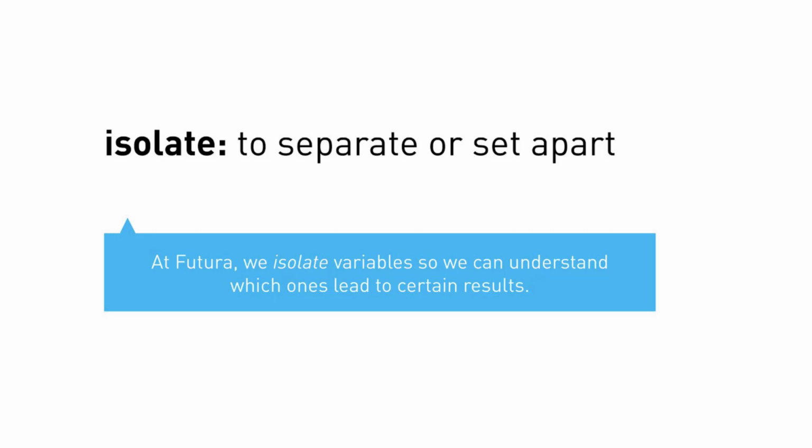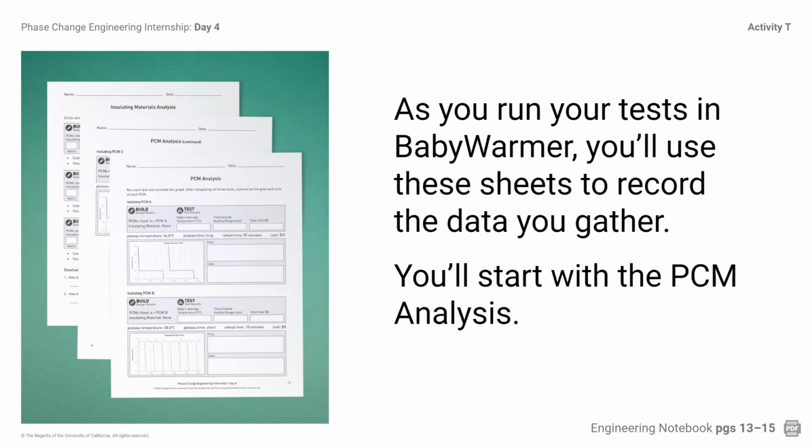At Futura, we isolate variables so we can understand which ones lead to certain results. Today, you will isolate and test materials in the design tool as part of your research to better understand how each material affects the results. As you run your tests in Baby Warmer, you'll use these sheets to record the data you gather. You'll start with the PCM analysis.